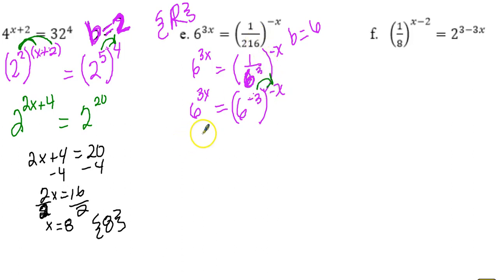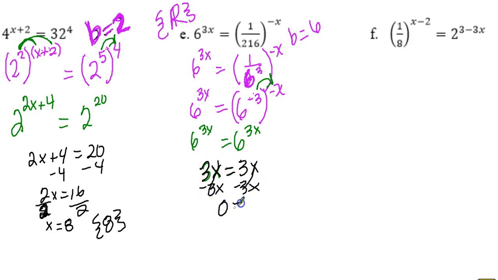Apply the power rule quickly. So that's 6 to the 3x equals 6 to the 3x. They're equivalent, right? So 3x equals, oh, wrong color. 3x equals 3x. Subtract 3x from both sides. We get 0 equals 0. No x. True statement. Therefore, I can pick any number I want. Real or irrational, doesn't matter. Okay, guys, we got to go fast.